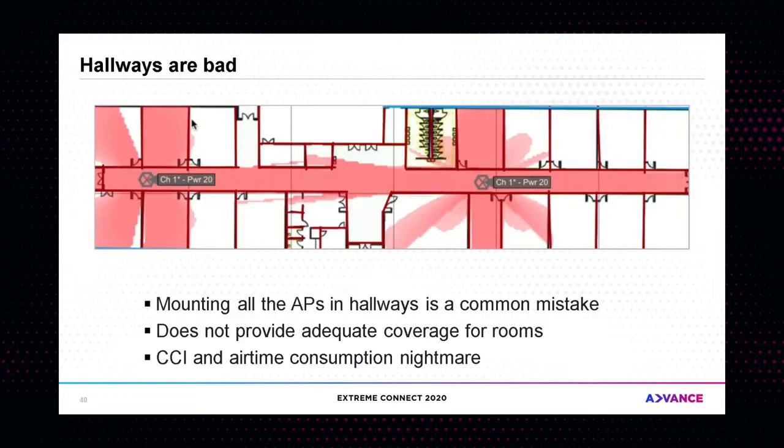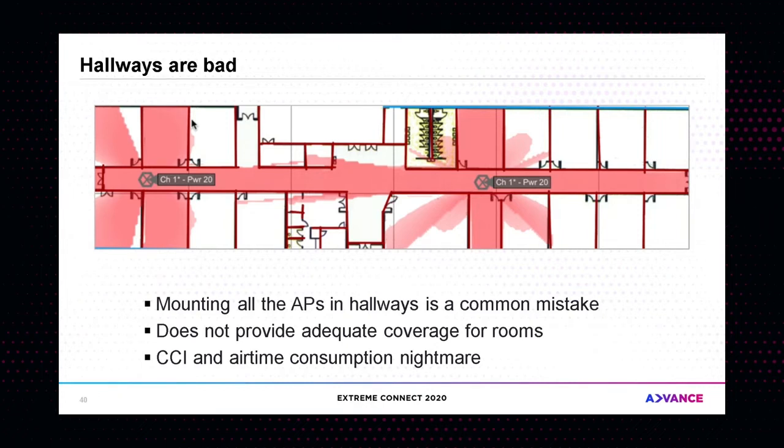And this is why hallways are so bad. Have you ever been in a hotel and the Wi-Fi is just terrible? You know why the Wi-Fi is terrible in the hotel? Because the APs are mounted in the hall. And the reason the APs are mounted in the hall is for aesthetic purposes, because they don't want them in the guest rooms. But the problem is you have just darn cruddy Wi-Fi, because number one, you're not adequately covering the rooms. You need to be putting the APs where the people are.